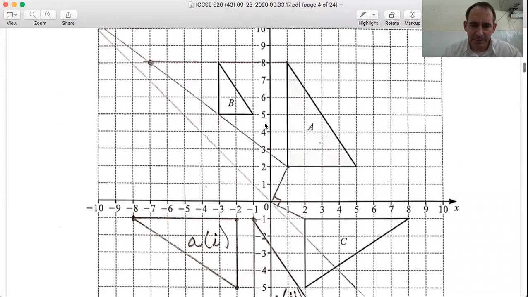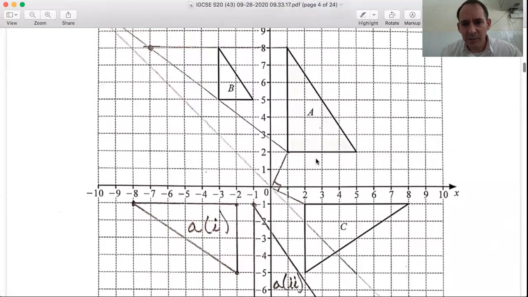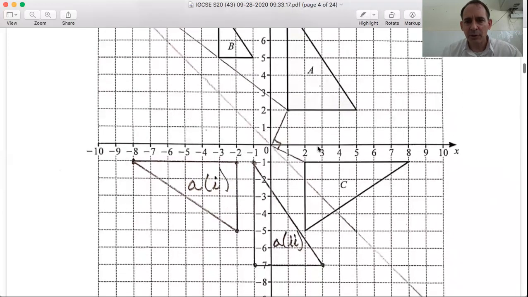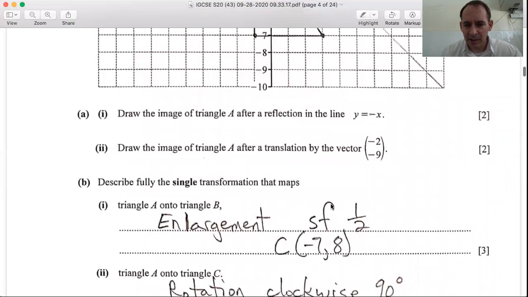Then describe fully the single transformation that maps triangle A onto B. So A onto B, obviously it's not just a translate, it's not a rotate, and it's not a reflection. This is an enlargement. Even though it's getting smaller, it's still called an enlargement. So that's the type. Then we need the scale factor. So if you look at the original length is 4, the corresponding image length is 2. So we went 4 down to 2. In other words, we have 1/2 of the original. So the scale factor is 1/2.